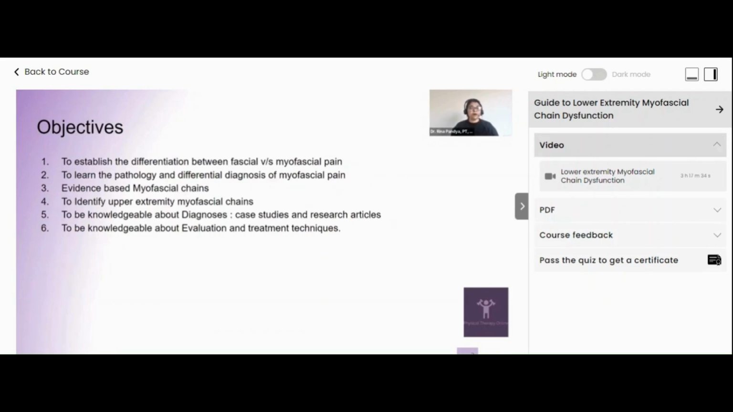Then we're going to talk about lower extremity myofascial chains. We're going to identify those chains, and I have mentioned the upper extremity chains as well in this webinar, because there needs to be a certain circle of continuum and completion. We're going to look into case studies, research articles, evaluation, treatment strategies, and so on. So basically, we're going to start right from the cellular level, and we're going to end right at the treatment level.